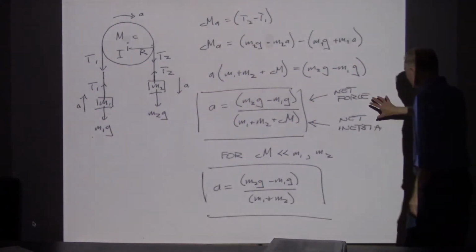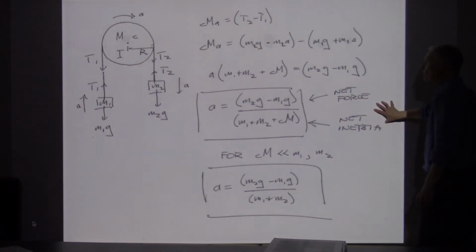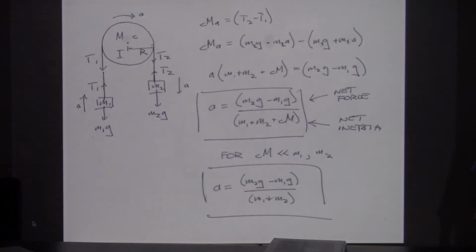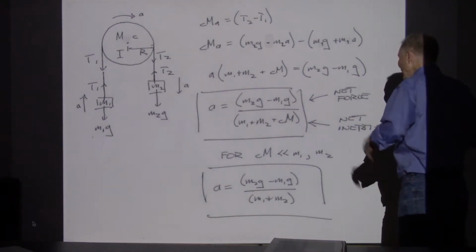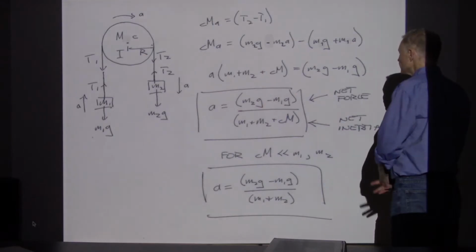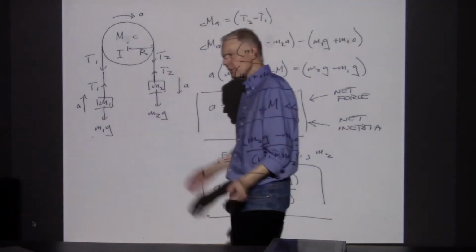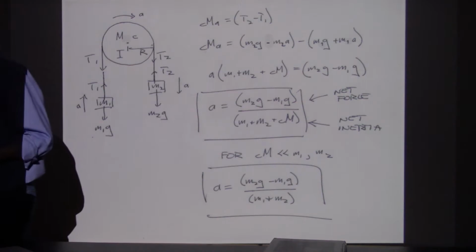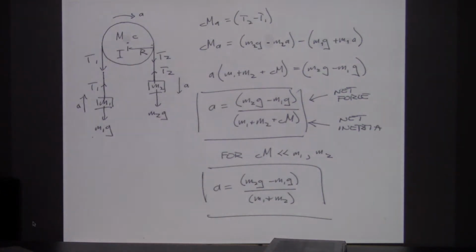Now, the total inertia in the system is the masses of the two linearly moving objects, M1 and M2, and then the pulley's mass times the shape factor tells us how much inertia the pulley will contribute. So, we could ask what would happen if the pulley's massless? Or what if the pulley's mass is so low that we can treat it as being negligible?